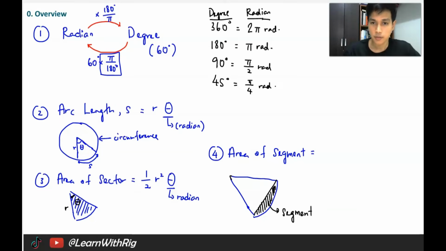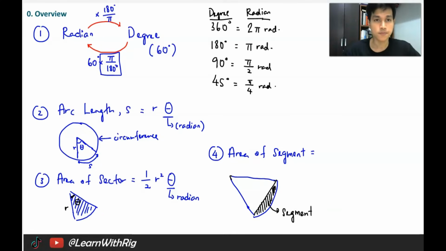If the question is drawn like this, and they ask you to shade here, this is not a segment, because it has to be from one corner to the other corner. So this is not a segment. If it is drawn like this, then this is a segment. So how do you find the area of this segment?